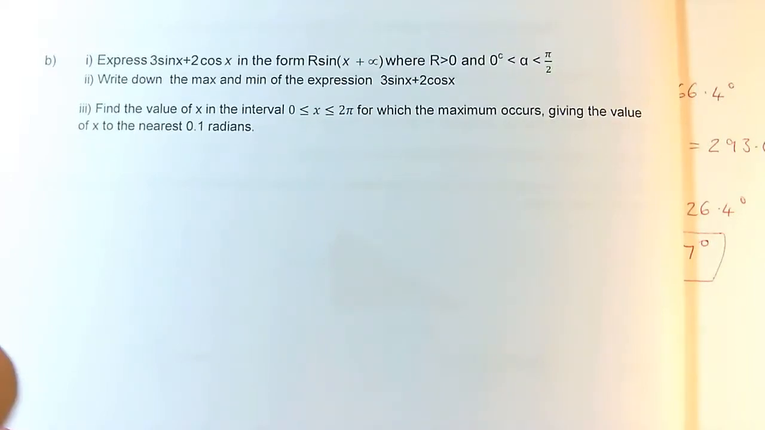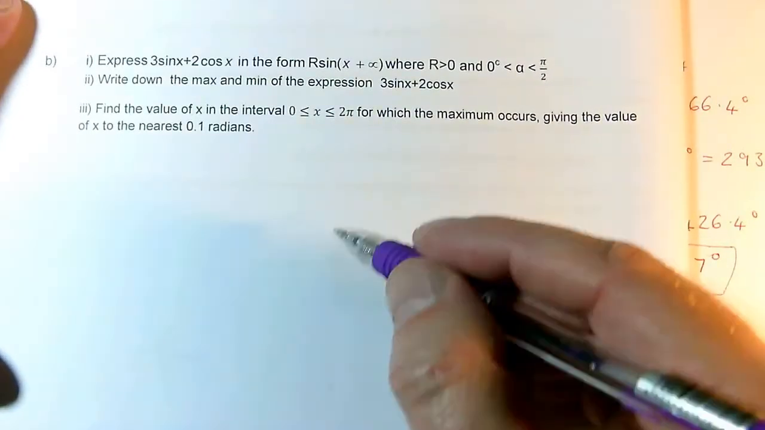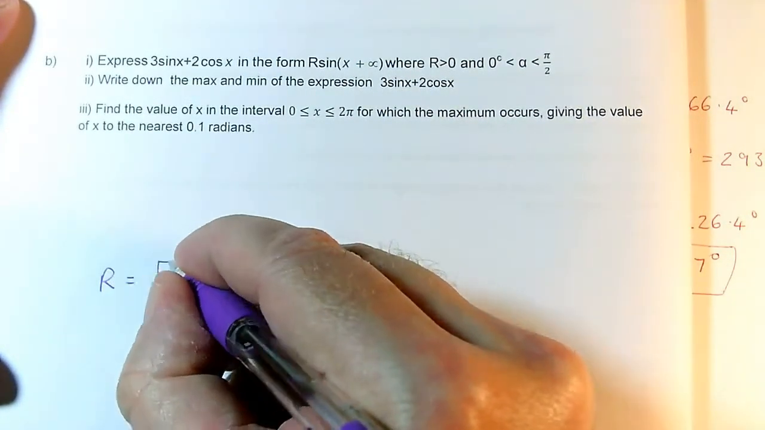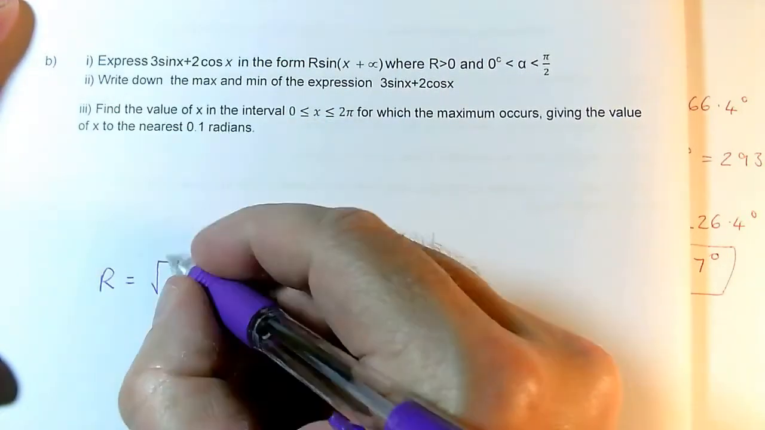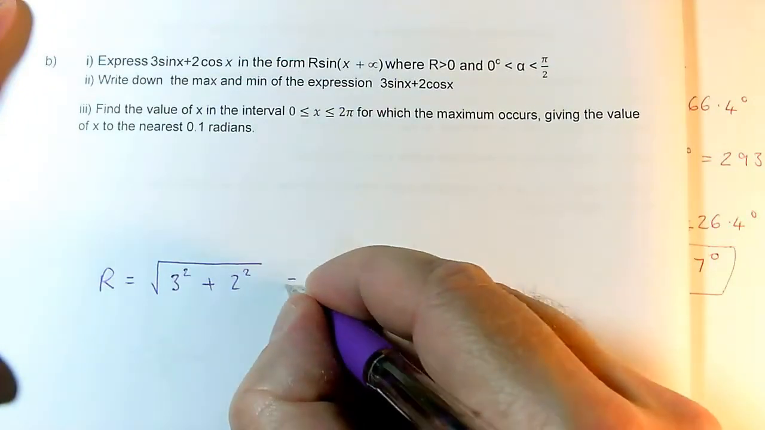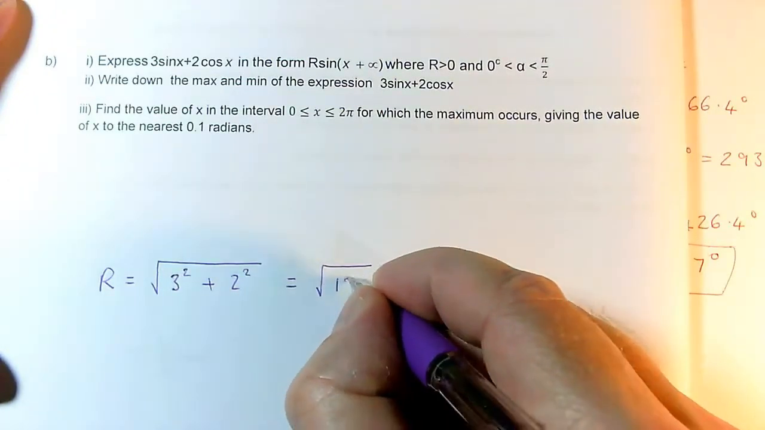Okay, we've got another question that kicks off with the R alpha method. Now the shortcuts tell me that when I come to work out R, we know that R will turn out to be the square root of 3 squared plus 2 squared, which is going to be the square root of 13.